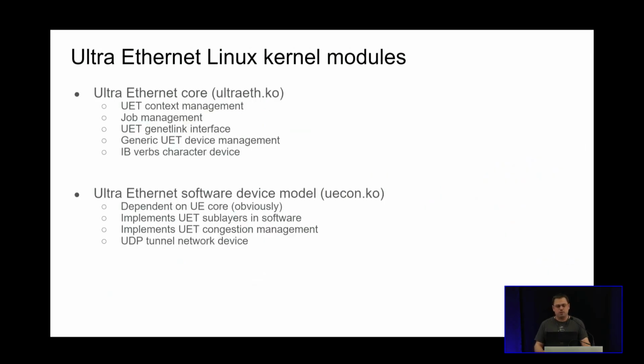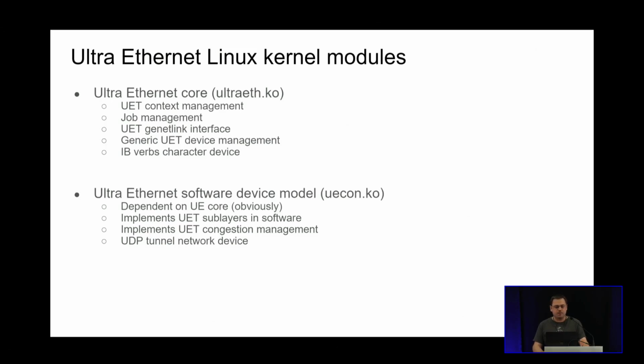Initially, we've thought about two basic kernel modules. One is the Ultra Ethernet core. As you can imagine, that deals with the generic configuration and management for Ultra Ethernet. These are object lifecycles, resources, and so on, which will be shared by all Ultra Ethernet drivers. It will provide generic interfaces for netlink, and in the future, it will also deal with the verbs character device. We'll talk more about that later.